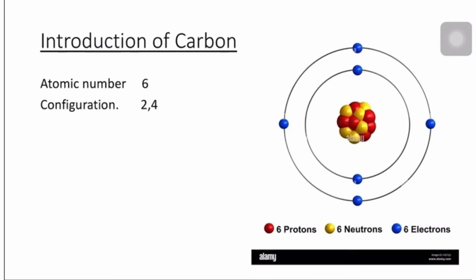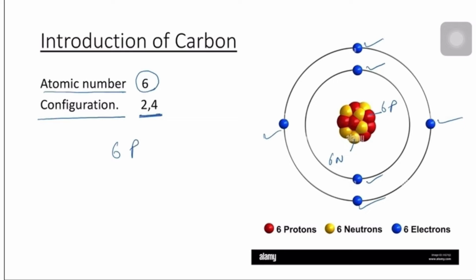Okay? So in this chapter, first let us know what is the atomic number and the configuration of carbon. Now carbon has an atomic number of 6 and there are two shells. So the first shell has 2 electrons and the next shell will have 4 electrons, right? Then it has 6 protons and 6 neutrons. So 6 protons, 6 neutrons and 6 electrons.